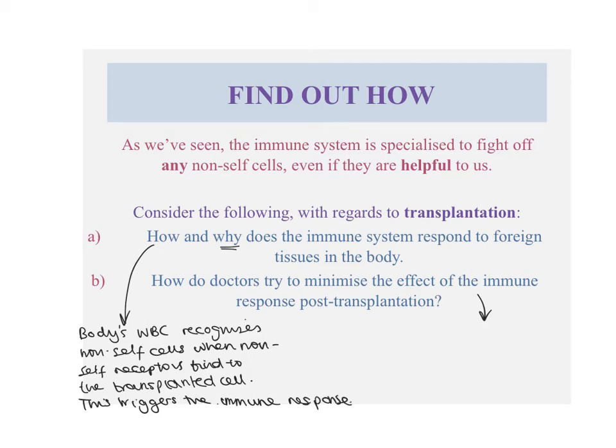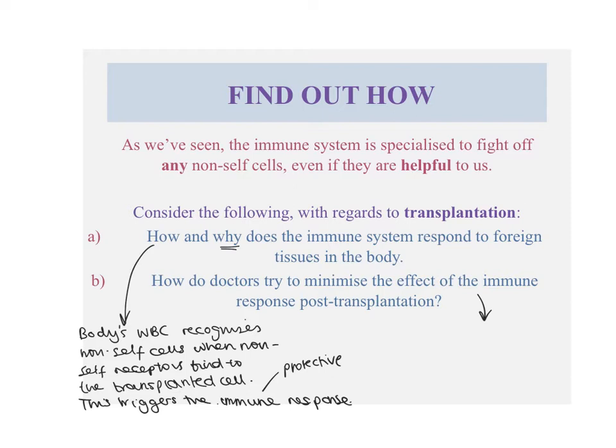Okay, so the body's white blood cells recognise the non-self cells when the non-self receptors bind to the transplanted cell, and this triggers the immune response. Now, why it does this, as we've said, is that it is protective. We don't want things inside of our body that are dangerous.